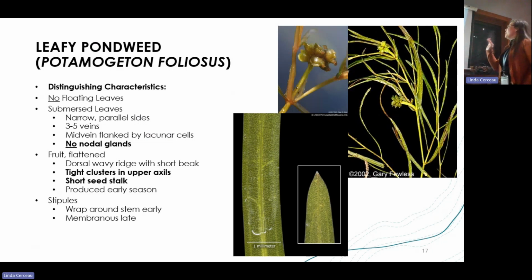This one has no nodal glands. So typically a nodal gland would be found here, and is usually a bit more swollen. So you can kind of look for that, but this doesn't have that.